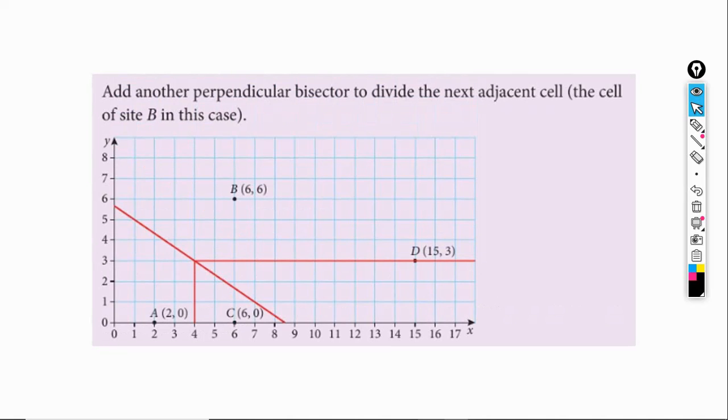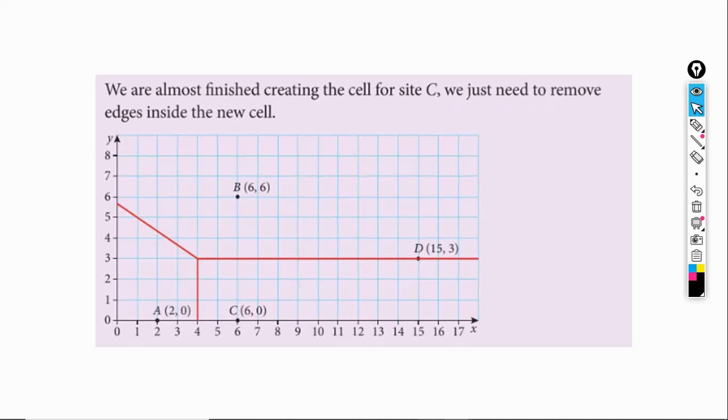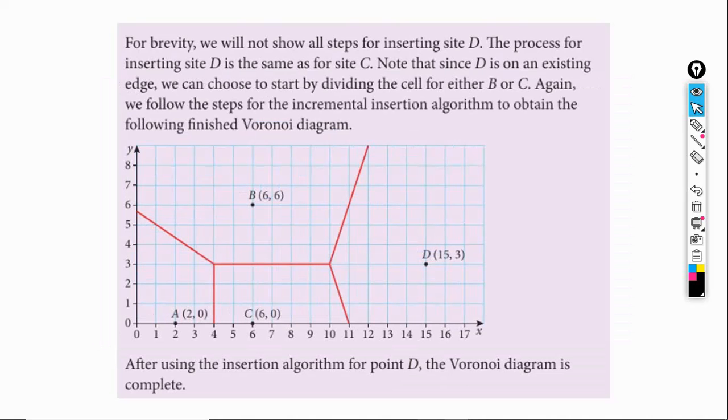Okay, so we have to get rid of sections of these lines that have no function, like that extra segment which is within the cell for site C. So we should get something like that. So now we have the actual cell walls, but we're still missing something to separate sites B and D. And there we go. Also, we built another perpendicular bisector between sites C and D.